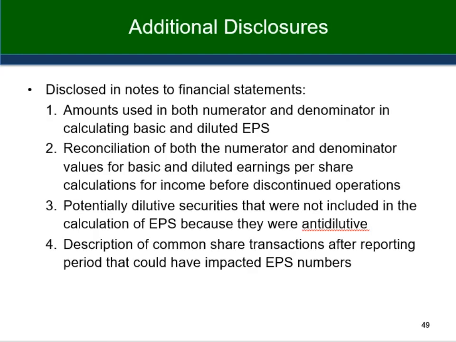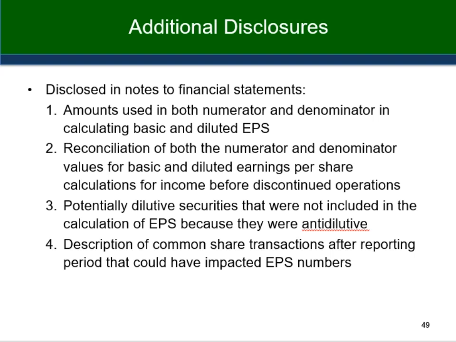Additional things to think about disclosing. You would need to disclose the key information about how you calculated the earnings per share. So in the notes of the financial statements, you'd disclose the amounts in both the numerator and denominator in calculating both the basic and diluted earnings per share, so that you could actually figure out what percentage is yours. And you would reconcile the numerator and denominator values for basic and diluted earnings per share among the income before and after discontinued operations.